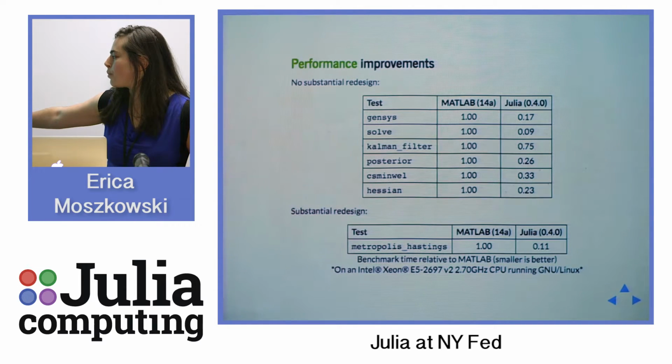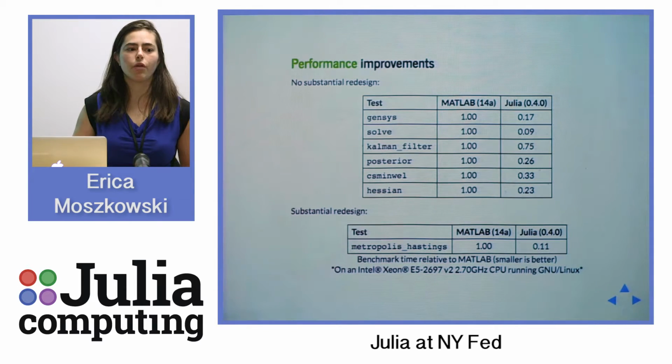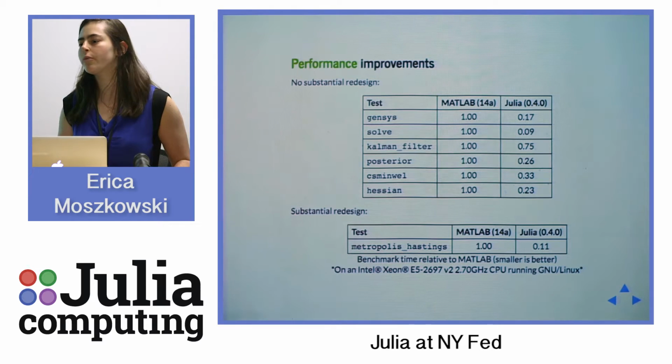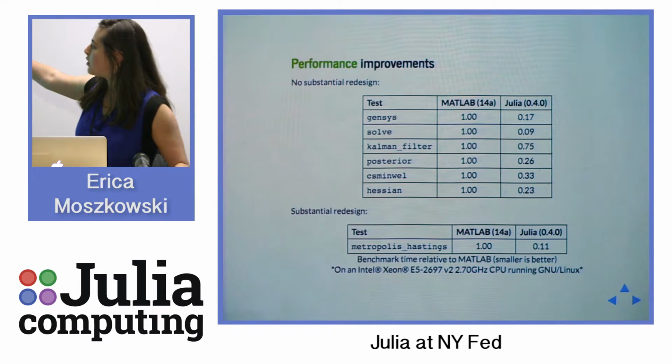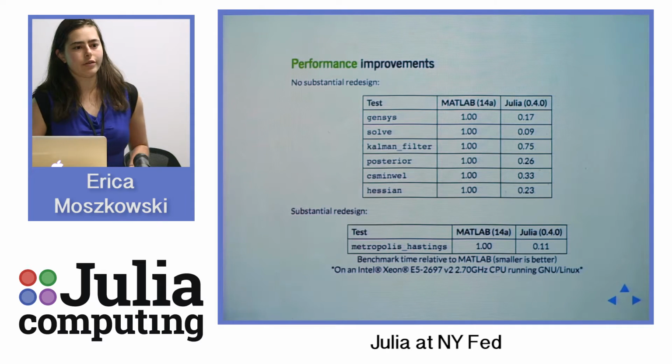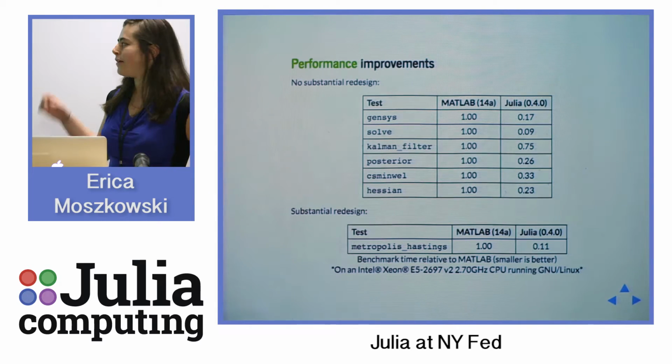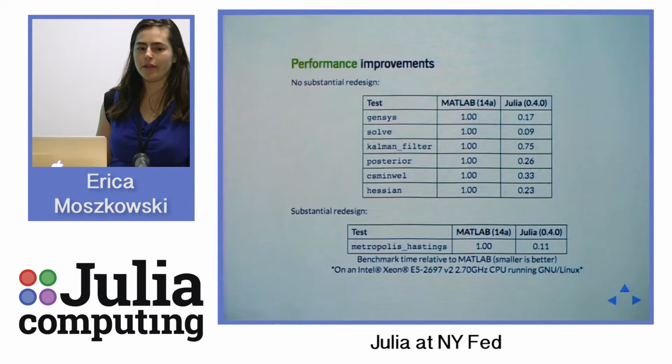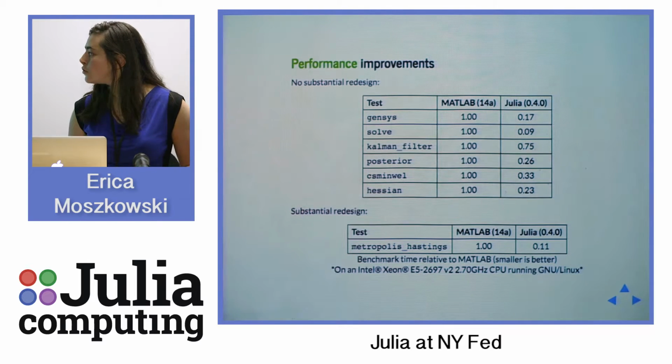The bottom one has pretty substantial redesign, but basically when we run our Metropolis-Hastings sampling algorithm, we solve the model, using this routine solve. We do that about 100,000 times. So that function matters a lot, and it sped things up for us a lot when we translated it to Julia.